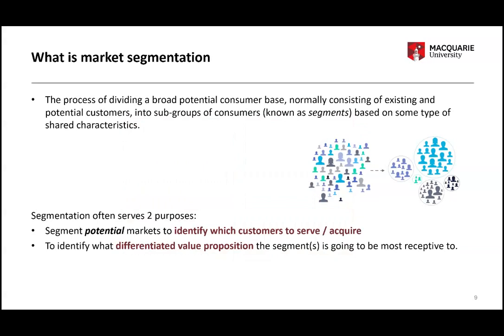The process of dividing a potential consumer base, which normally consists of existing and potential customers, into subgroups of consumers, which are known as segments, is based on some type of shared characteristics. And this visual imagery that you see here of the different faces demonstrates how we can pull out different segments of consumers based on the fact that they share characteristics that give them a sense of commonality, and typically commonality in the types of attributes and benefits that they might be seeking in order to serve their wants and needs in any one product category.